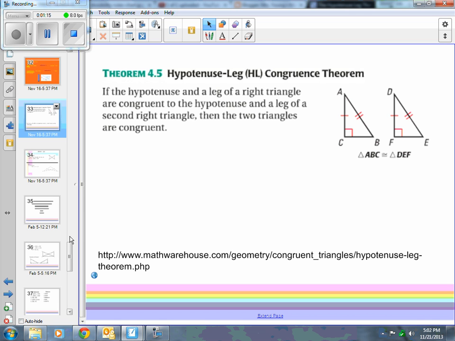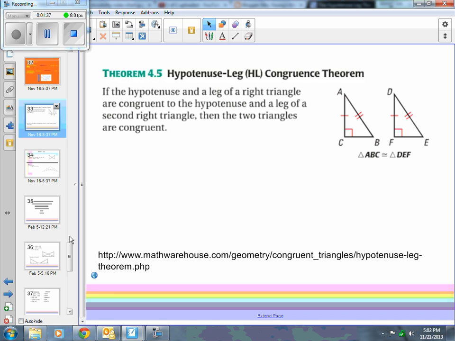All right, so with that, we will dive right into our theorem for the day. We have a hypotenuse leg congruence theorem. This theorem states if the hypotenuse and a leg of a right triangle are congruent to the hypotenuse and a leg of a second right triangle, then the two triangles are congruent.